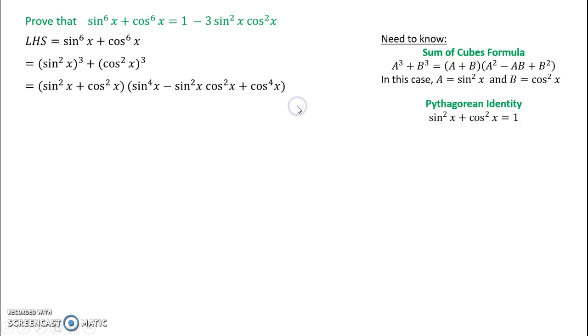Now recall that sine squared x plus cos squared x is equal to 1 according to the Pythagorean identity. So we're going to replace this with 1. This bracket is going to be equal to 1, and now we're just going to be left with this expression.